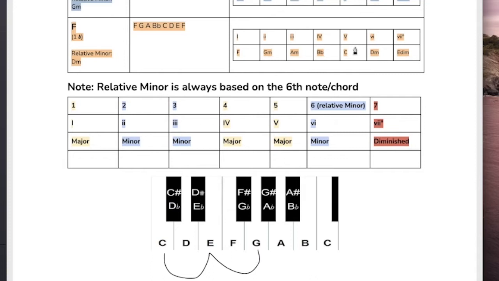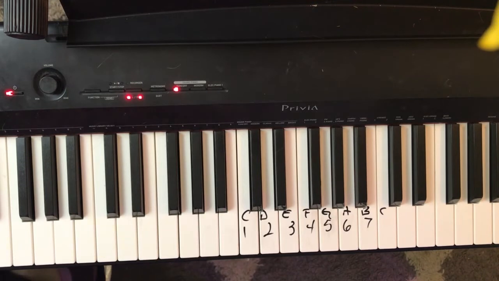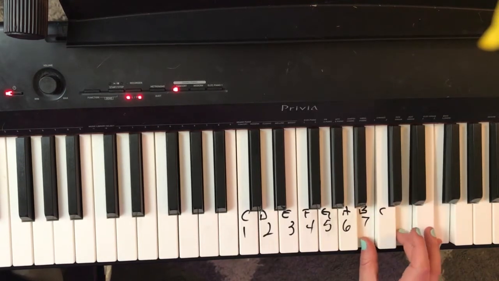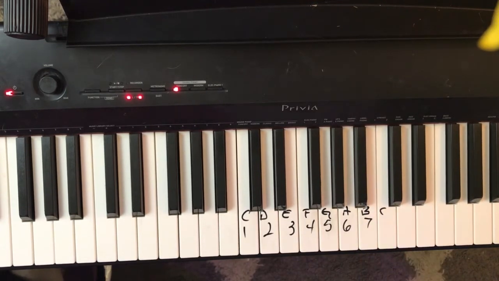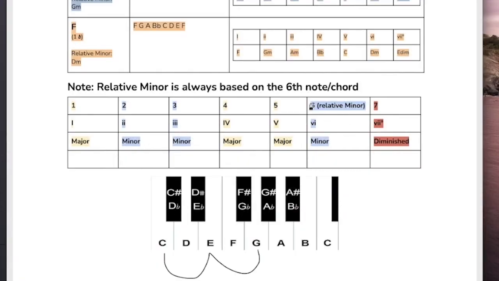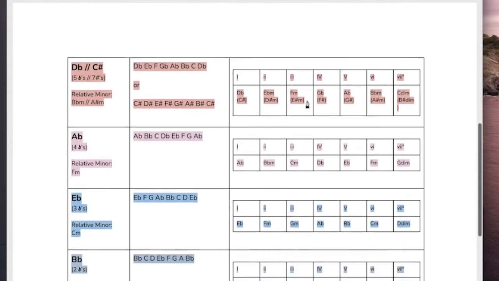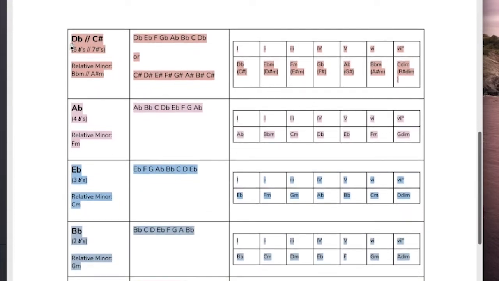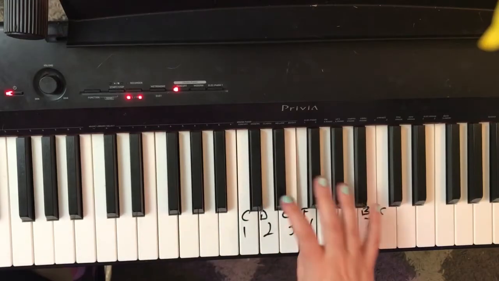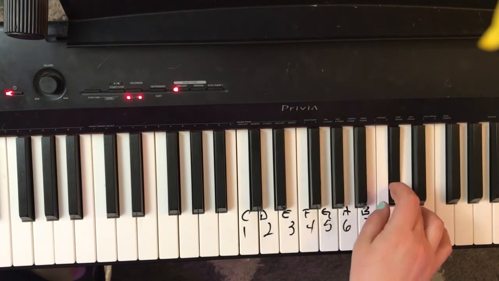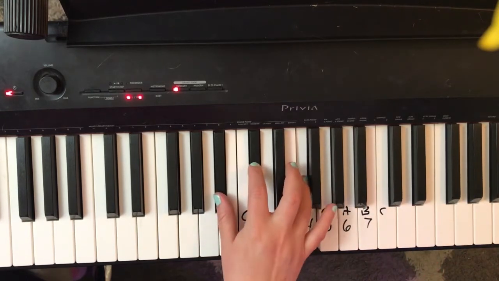Okay, so let's take a look at the diminished chord. This is your 7th chord. It's in red. It's weird. It's a weird sounding chord. It's really spicy. Okay, so now what is the relative minor? For example, earlier when I was playing the song, it was in the key of D flat. And then I noticed that my first chord was minor.